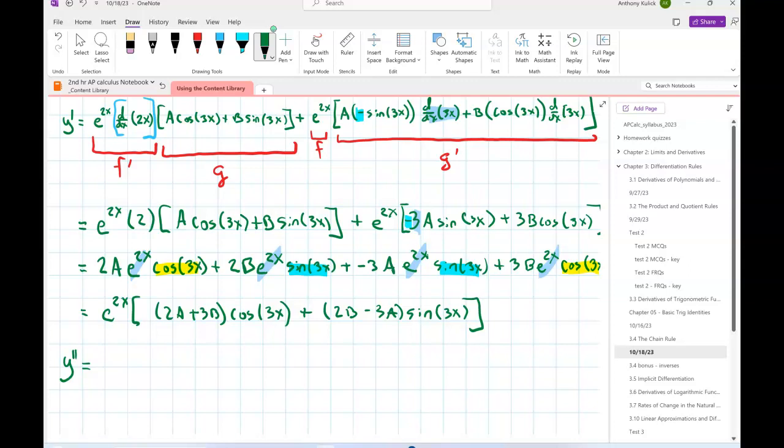Okay, let's start. So again, this is going to be my F, and this is going to be my G for my product rule, right? So I'm going to have the derivative of F times G.